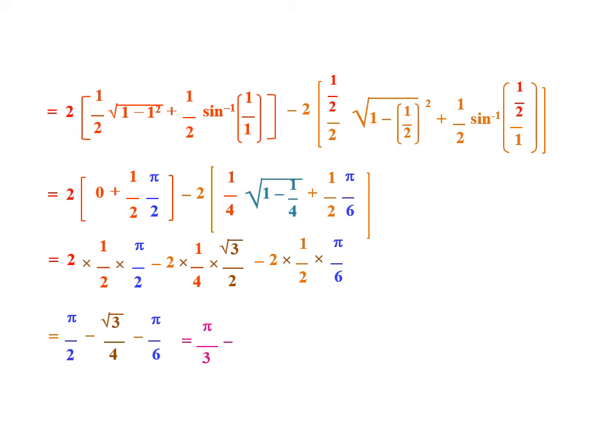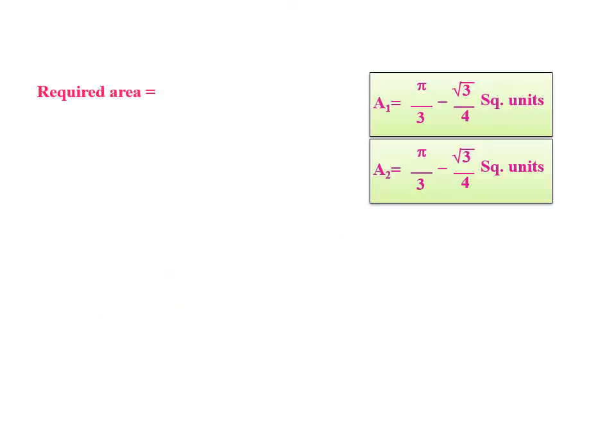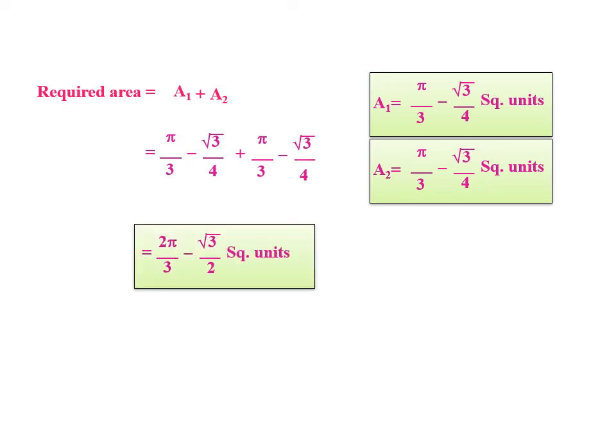Next, simplifying, we get pi by 2 minus root 3 by 4 minus pi by 6, which is equal to pi by 3 minus root 3 by 4 square units. Next, the required area is A1 plus A2, which is pi by 3 minus root 3 by 4 plus pi by 3 minus root 3 by 4. So the final answer will be 2 pi by 3 minus root 3 by 2.